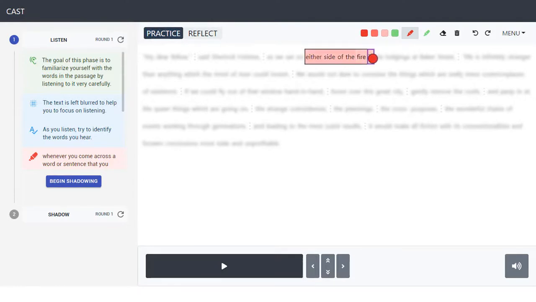Notice how the audio temporarily stops when the learner begins highlighting. This allows for a moment of quiet self-reflection.